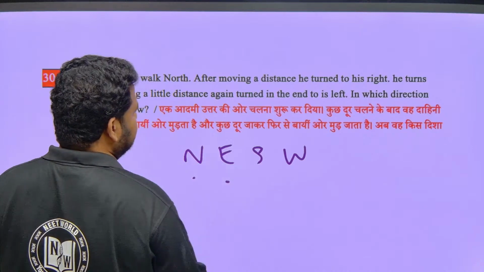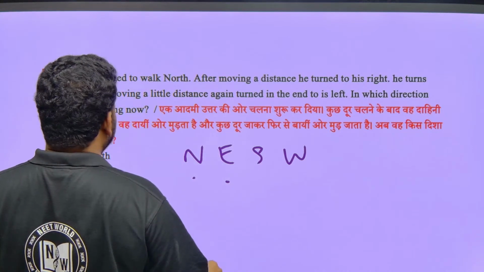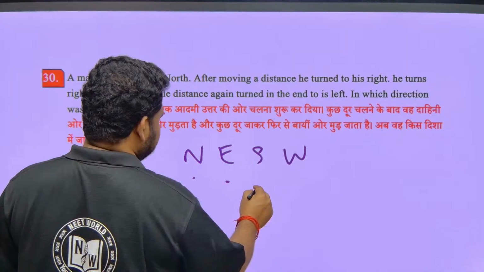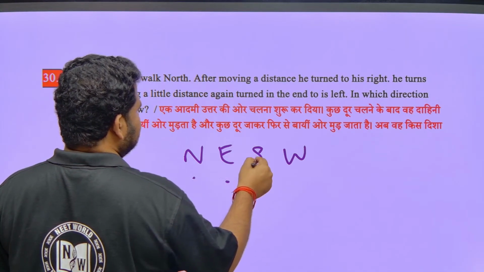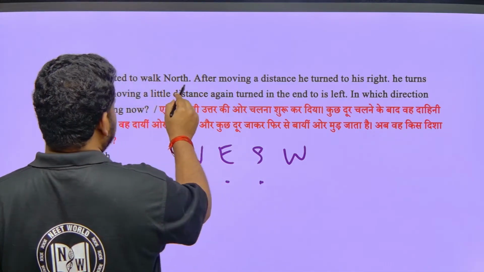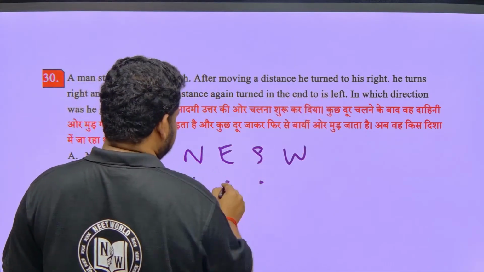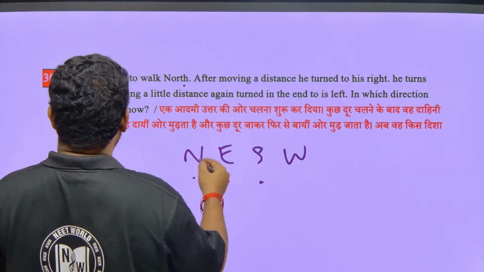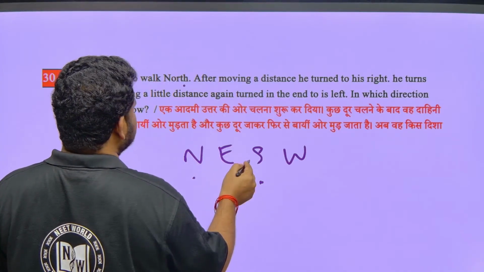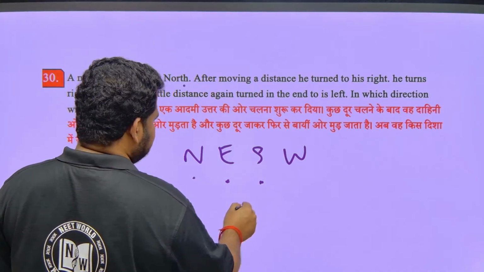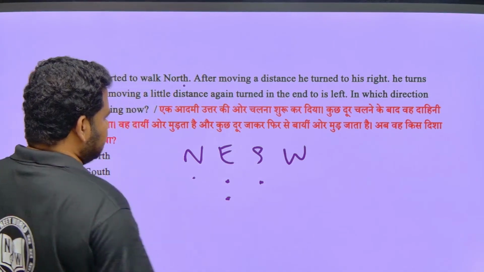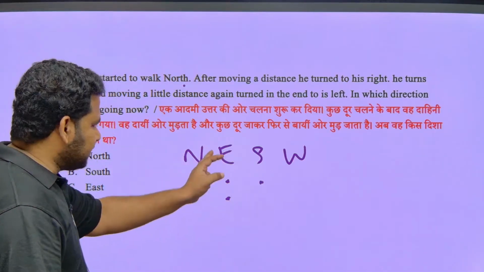After moving the distance, he turned right. Okay, he will come here. He turns to right, and moving a little distance he turned in the end to his left. Right means he will come east. He turns right. In the end he will turn to left, that is from south to left means it is coming under east direction.